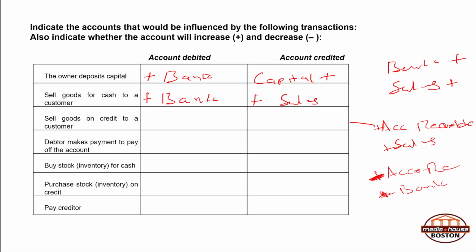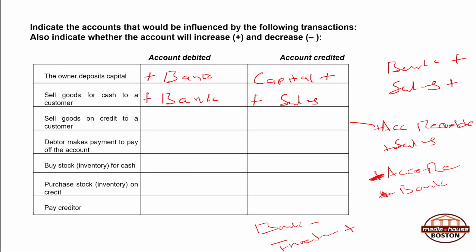And then on this one it says buy stock for cash. So when you buy stock for cash, bank is affected, and then also inventory that you are buying also increases. So the bank amount goes down, and then the inventory increases since the money is going out of the business.